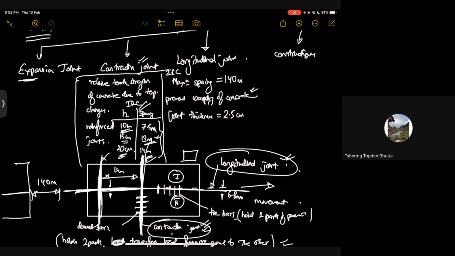And contraction joint किन हामीले दिन्छ? To relieve the tensile stress of concrete due to temperature changes. और यसलाई पनि warping नै भन्छ. Warping बेसिकली को मतलब नै के हो, temperature changes ले गर्दा भनेको. And longitudinal joint along longitudinal direction again warping ले गर्दा नै हो. जोइन्टको thickness 2.5 centimeters and maximum spacing between two longitudinal joints is 140 meters.